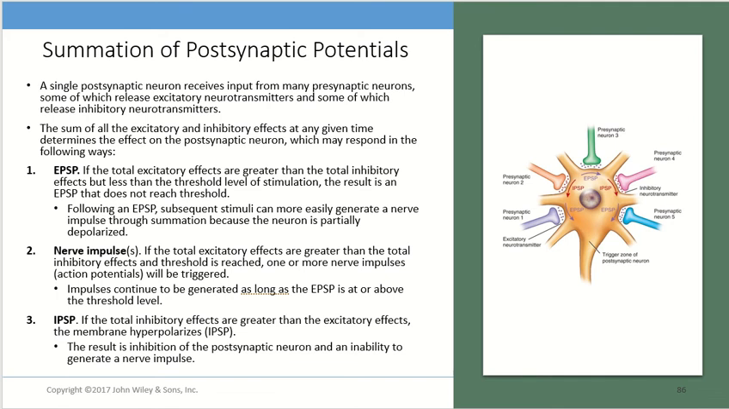And then our final option for what can occur is an IPSP. So if the total inhibitory effects are greater than the excitatory effects, then the membrane is going to be hyperpolarized. It's going to have an IPSP, an inhibitory postsynaptic potential. And the result of this inhibition of that postsynaptic potential is an inability to generate a nerve impulse.